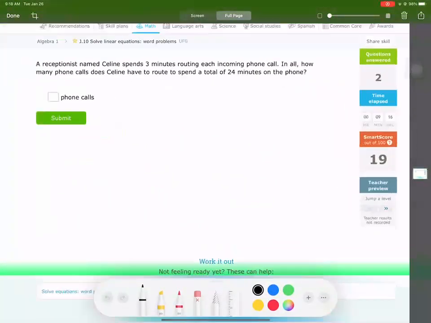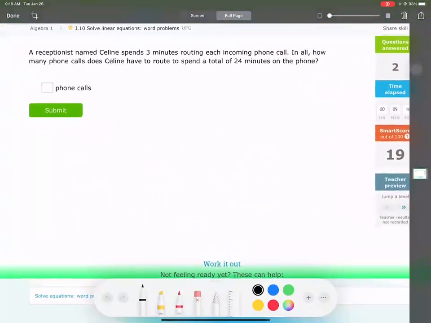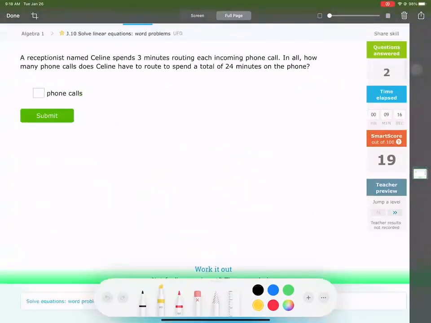So our next problem. A receptionist named Celine spends 3 minutes routing each incoming phone call. In all, how many phone calls does Celine have to route to spend a total of 24 minutes on the phone? So some of you guys are probably screaming the answer already. It's not that hard to figure out. But let's go ahead and write an equation for us.